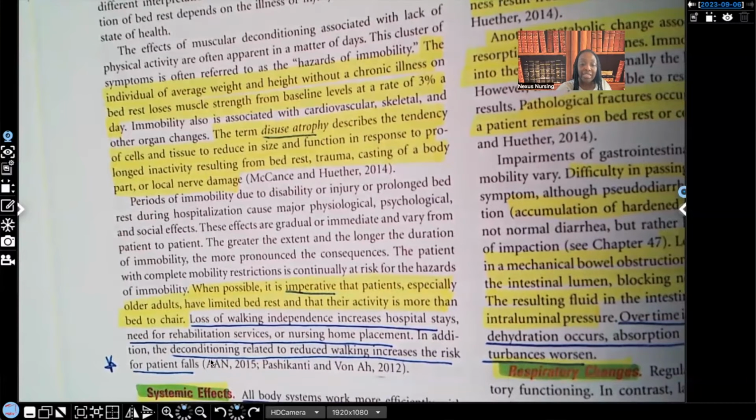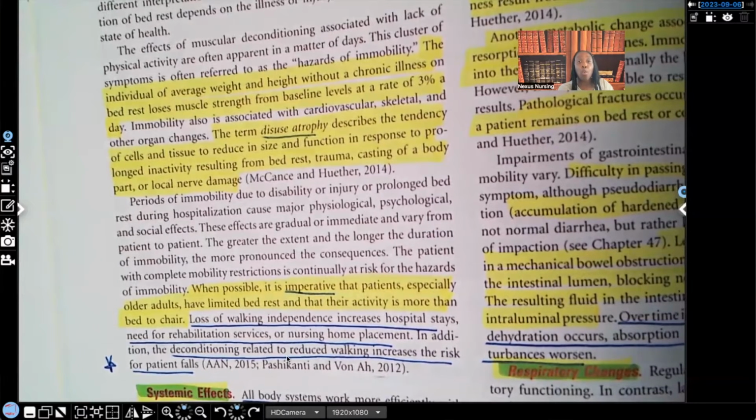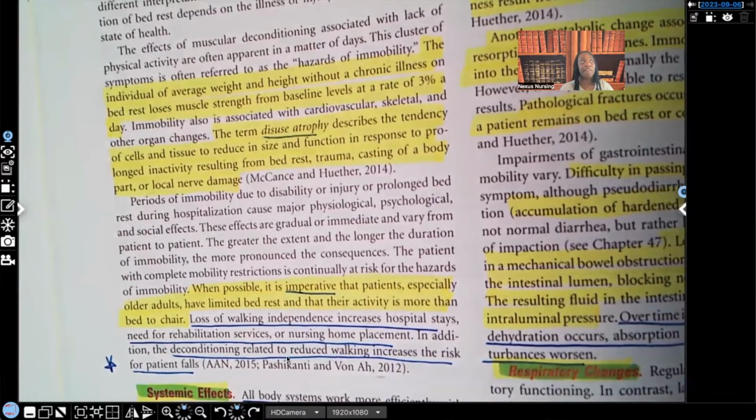Let's keep going. Deconditioning related to reduced walking increases the risk for falls. I put a star next to that. Why? Because that is famous to be on a test question. One of the biggest complications of patients being on bed rest, of those muscles getting shorter, of those muscles getting weaker, and let me not even get to the bones yet, because I haven't gotten to the bones. But one of the biggest complications and things we're going to be concerned about is falls. That patient's going to be weaker. Okay, so I put a star next to that so you don't forget.